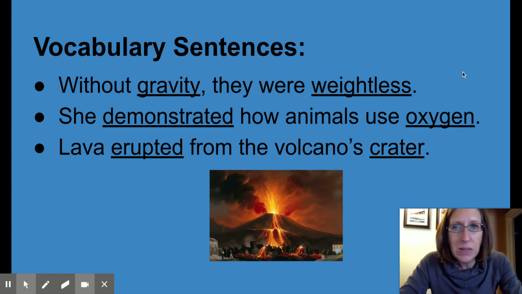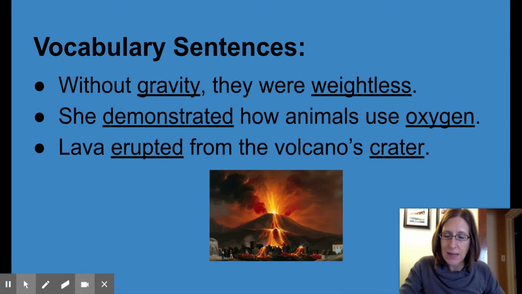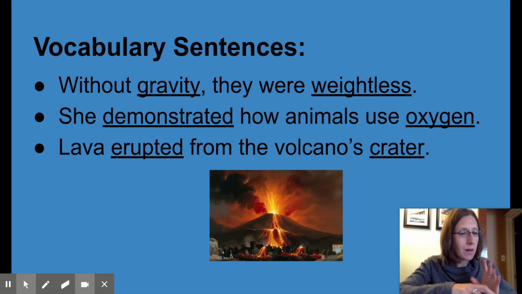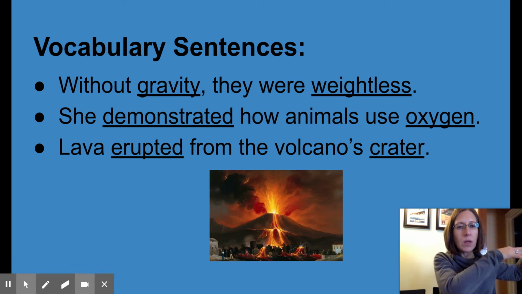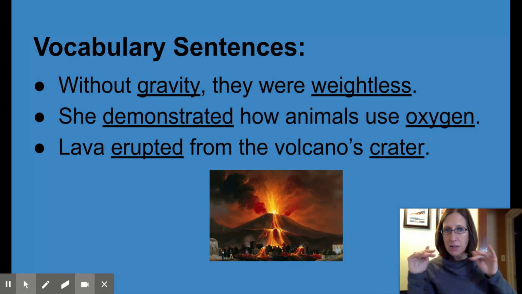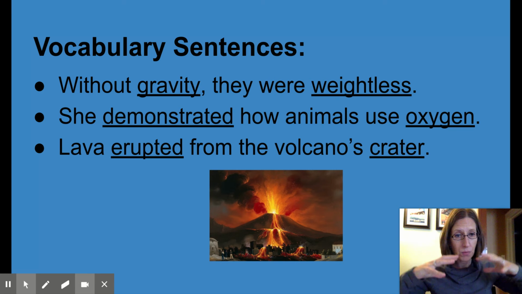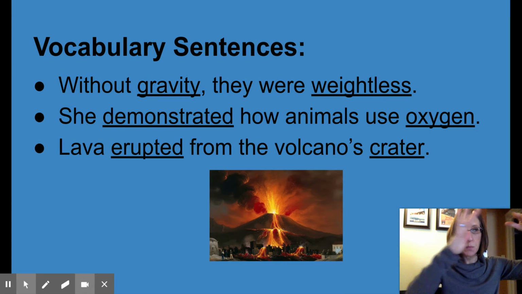All right, so before we finish our story about Wendy and Sydney, we have a few vocabulary sentences to review. We have, without gravity, they were weightless. Without gravity, they were weightless. Wouldn't it be fun to be weightless, to be floating around, to have no weight? Something that has no weight is weightless. And gravity is that force that pulls things down. So that is the reason that we walk on the earth, that we stay on the ground, that we don't just float around up into space.